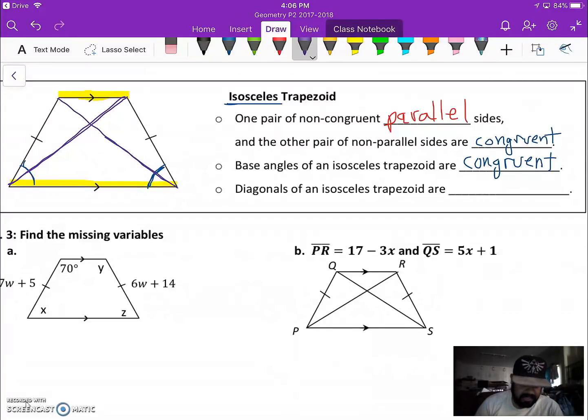Now, one thing I would like to point out, some of you might be asking, Mr. T, are those two top angles also congruent to each other? And the answer is yes. So we can go ahead and mark those.